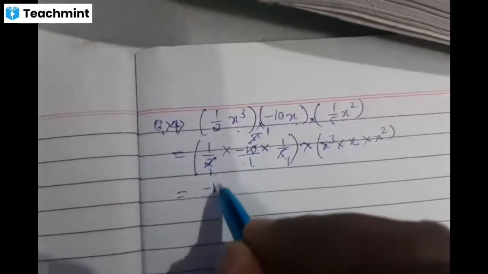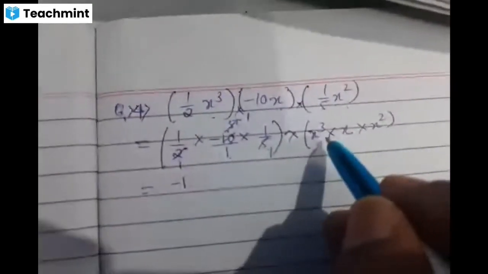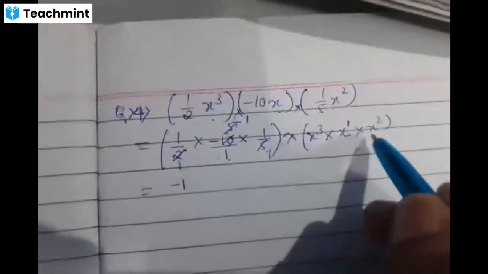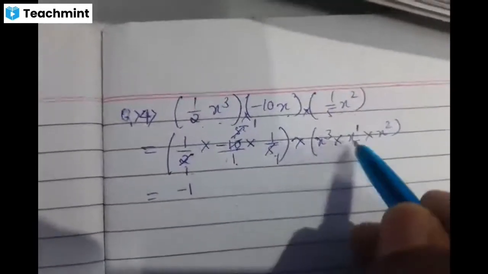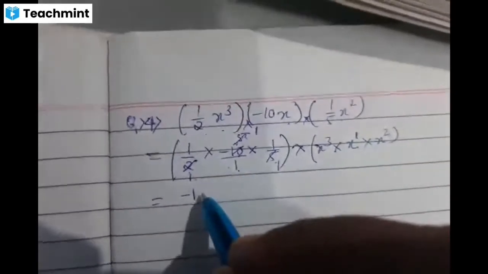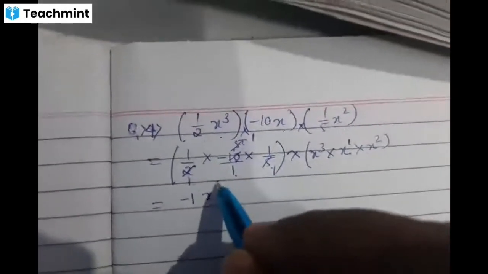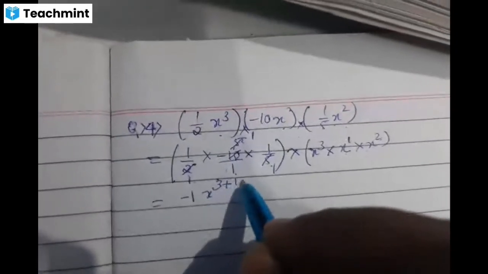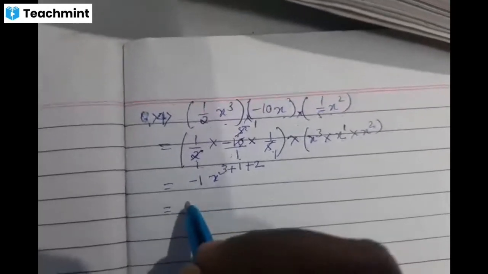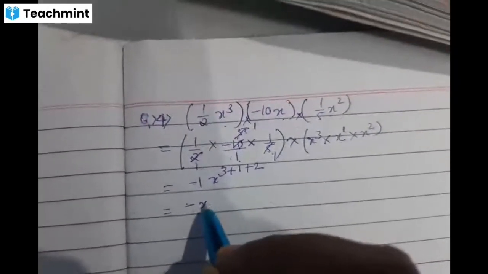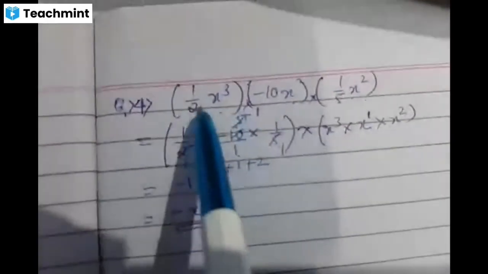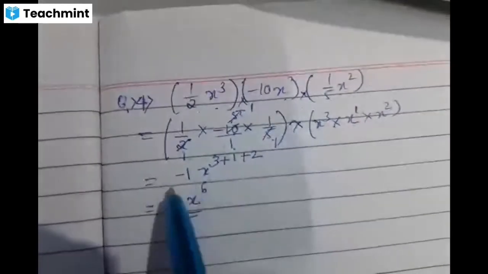Minus 1 divided by minus 1, which is again minus 1, x to the power of 3 into x to the power of nothing, which is equal to 1, into x to the power of 2. When bases are the same, you should add the powers. 3 plus 1 plus 2 gives x to the power of 6. Or else you can write one more step here: 3 plus 1 plus 2, which is equal to minus 1, is nothing but minus x to the power of 6. So here we have multiplied the given monomials and we have got the answer.